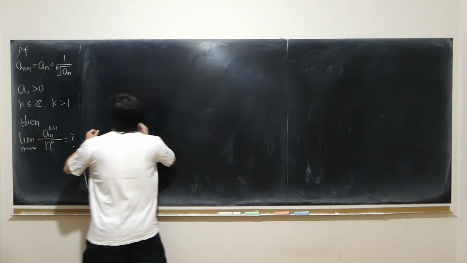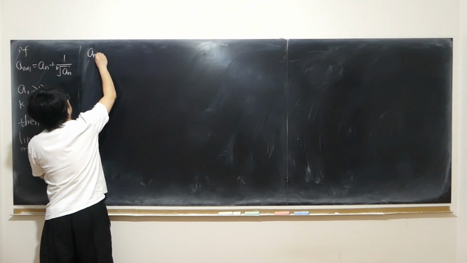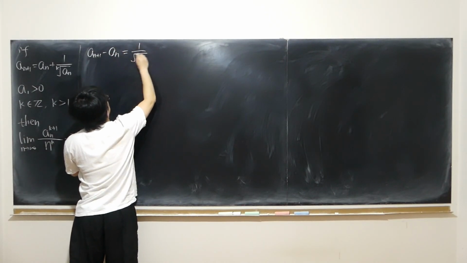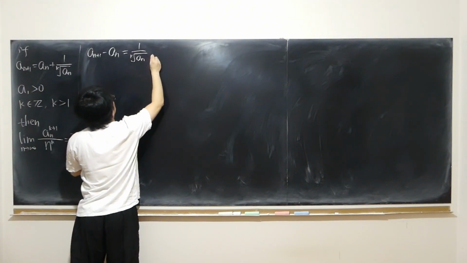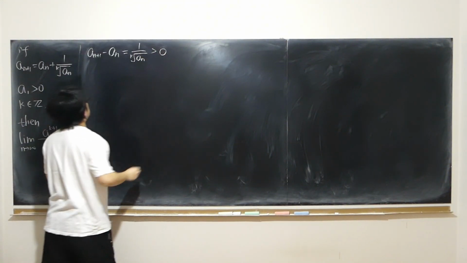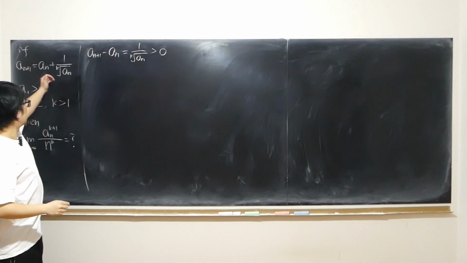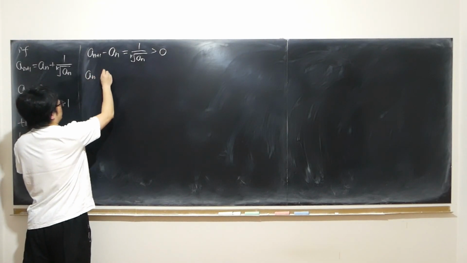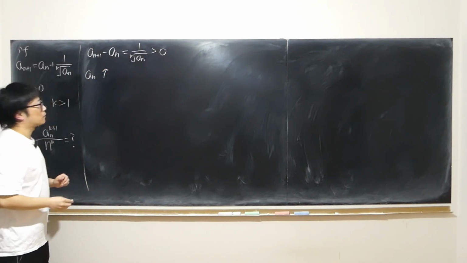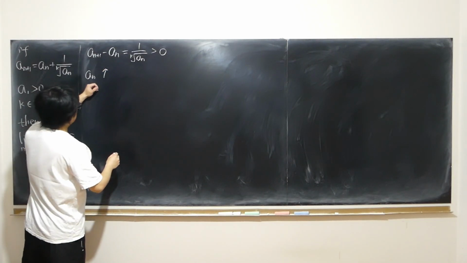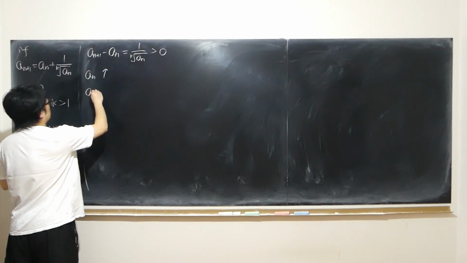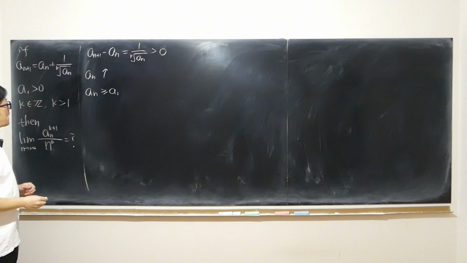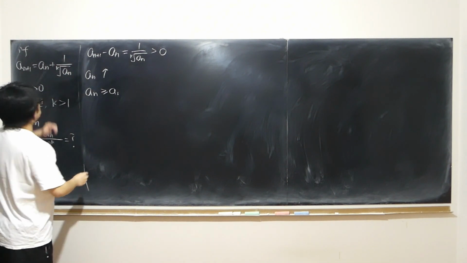Here, because I notice a_{n+1} minus a_n is equal to 1 over the kth root of a_n, which is obviously positive if you use mathematical induction. So immediately I have a_n is an increasing sequence. Right? So therefore, a_n is greater than or equal to a_1.